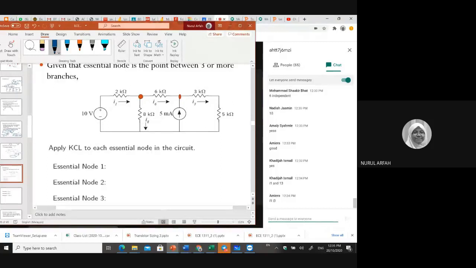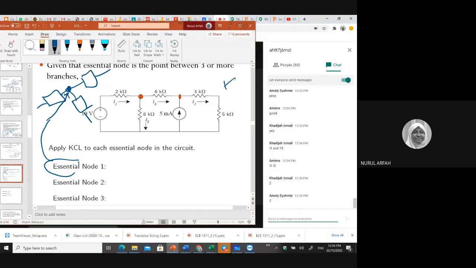Okay. What is an essential node? An essential node is when you have 3 or more branches connected at a single point, like this. You have 1, 2, 3. You have 3 or more branches connected at a single point. This is an essential node. They just put the word essential. Essential means many. So how many essential nodes do we have in our circuit here?